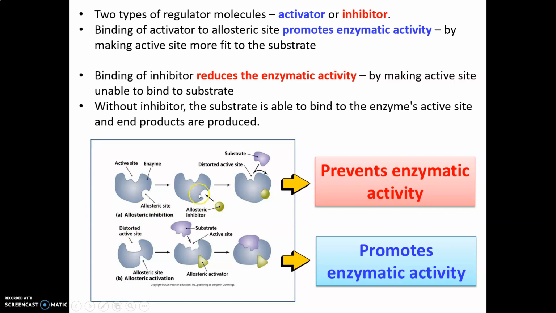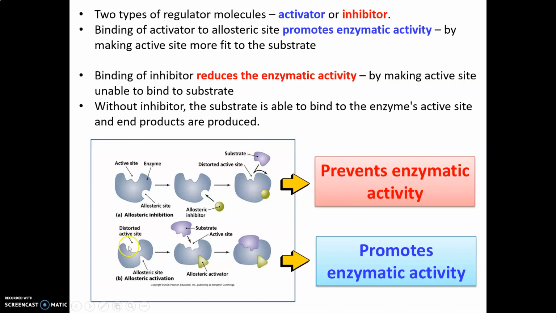What happens is binding of the allosteric inhibitor prevents the substrate from binding to the enzyme. Sebab apa? Adanya conformational changes in the active site menyebabkan substrate tadi tidak muat dengan active site. Okay? So, dia akan prevent enzymatic activity.